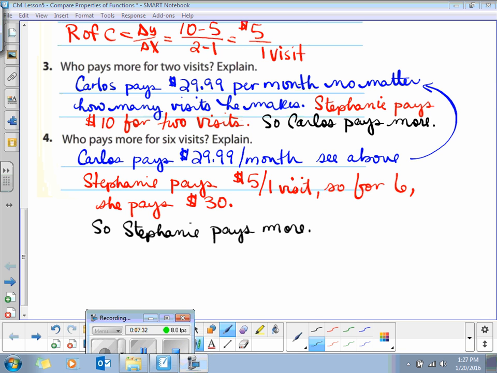All right. So again, Carlos pays $29.99 per month, no matter how many visits he makes. And Stephanie pays $5 per visit. So for 6 visits, she's going to pay just $30, right? So in this case, $29.99 compared to $30, it's only 1 penny, but still it's more, right? So Stephanie pays more for 6 visits.